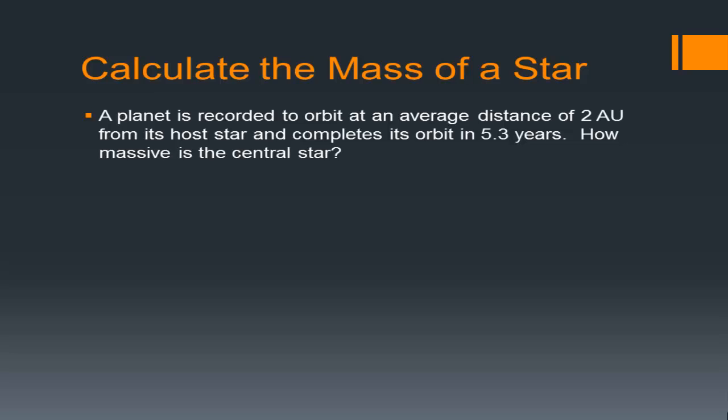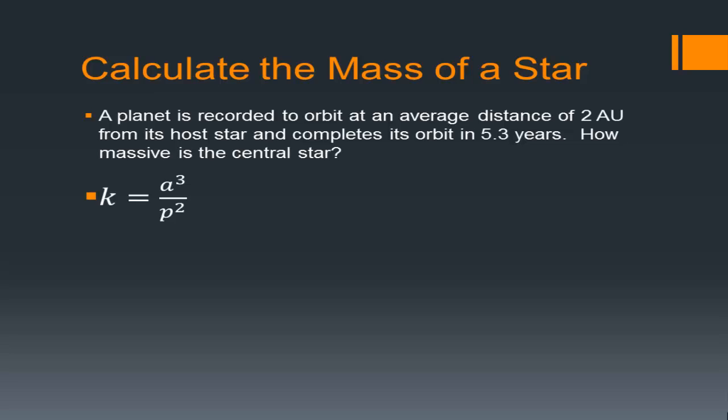If you were to record that a star had a planet that went around it in 5.3 years at a distance of 2 AUs on average, we can actually measure how massive that star is. It's not actually its weight, which is just the force of gravity on it, which we'll get into later, but how massive it is. Notice how it doesn't have anything to do with how massive that planet is. That's an interesting relationship.